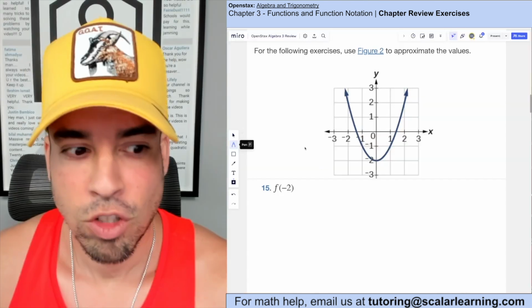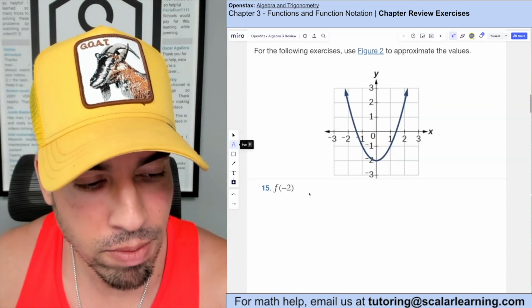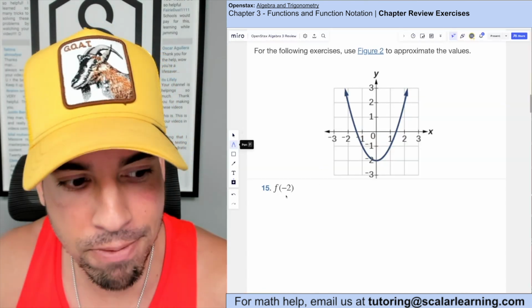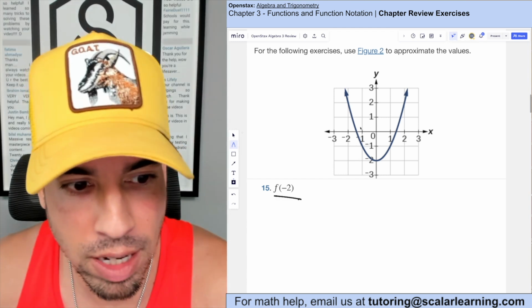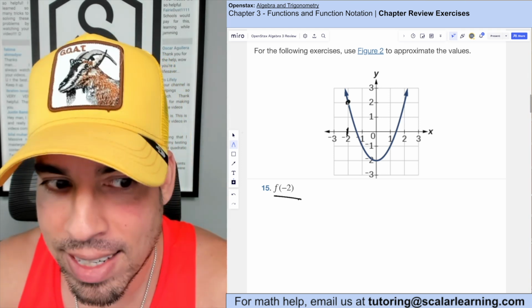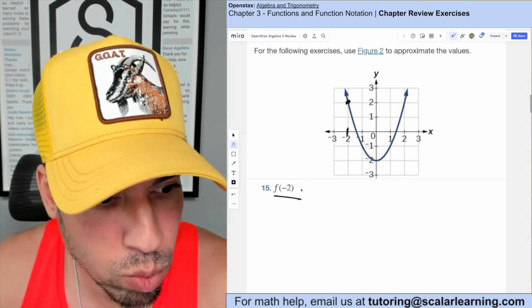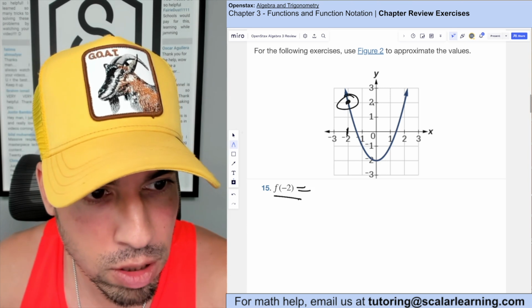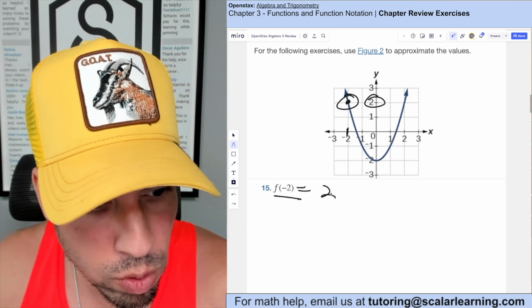Boom, done. So for this question, we're meant to approximate f of -2, which means what is the function value when x equals -2? So here's -2 on the x-axis. Here's the function at -2. And what is that function value? What is f of -2? It looks to be +2. So 2 is the answer.